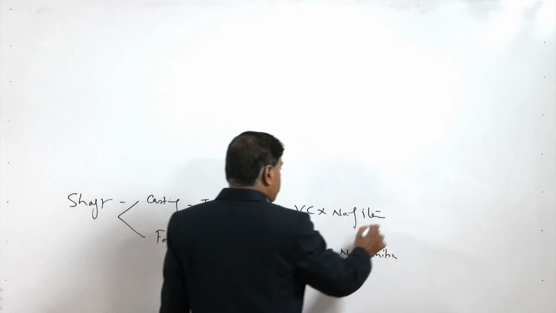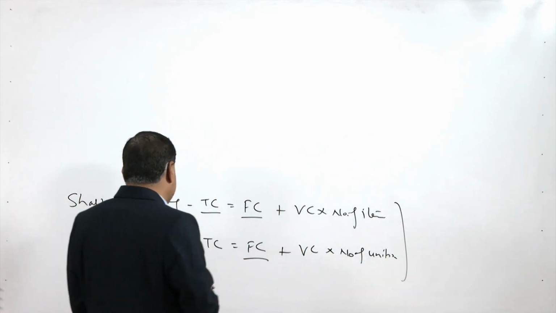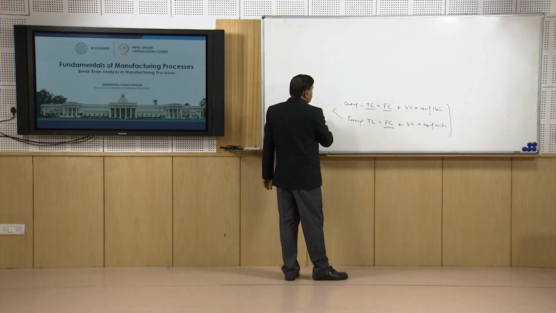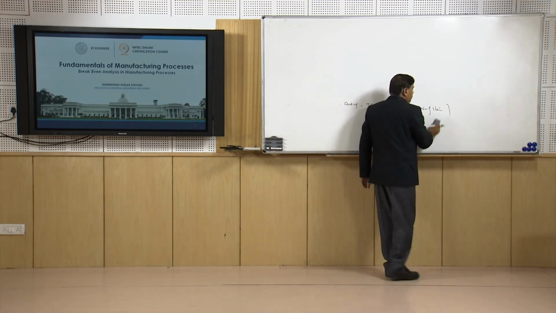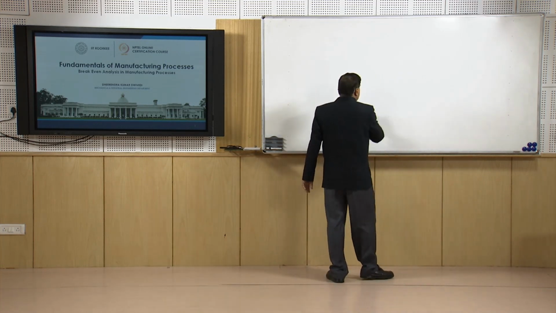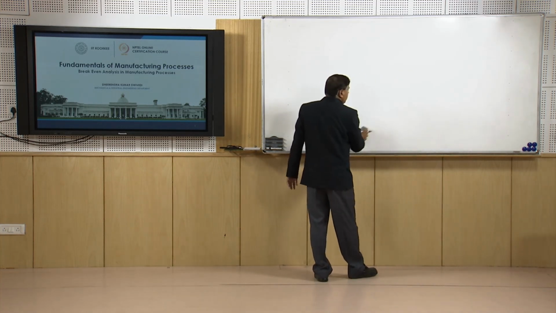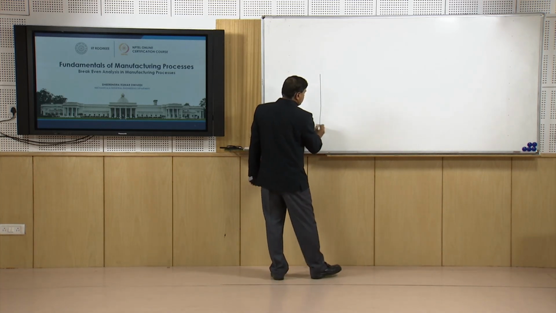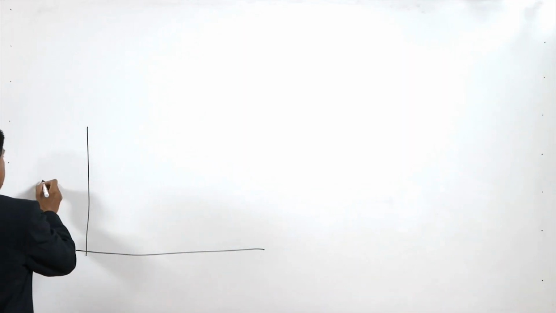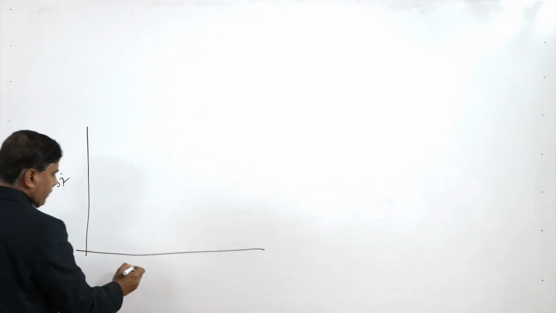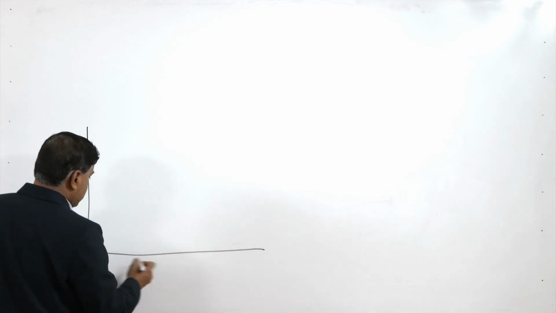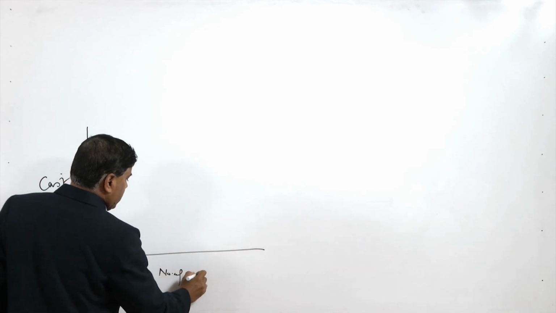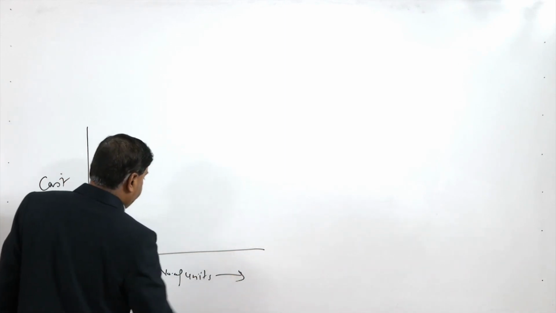So, whenever we do this, we try to find out the total cost, and whichever results in the lower total cost, that option is chosen. Graphically, the same thing is shown using a very common and conventional diagram, wherein on the vertical axis we have the cost component, and on the x-axis, or the abscissa, we have the number of units to be produced.